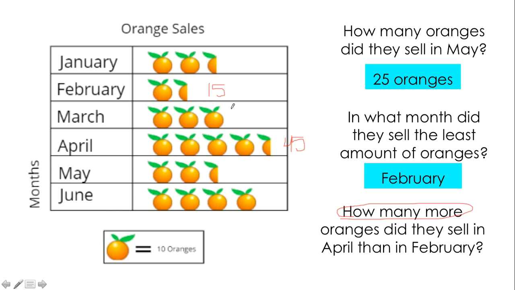But this time I'm actually going to look at what they have in common. So they each have a full one and a half of one. So this is how they have the similar right here. So here's the 15 from February. Now if I look at the leftovers, this is the difference between the two. So I have 10, 20, 30. There are 30 more oranges in April.